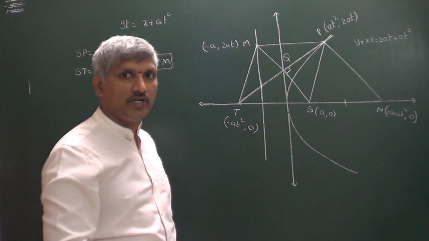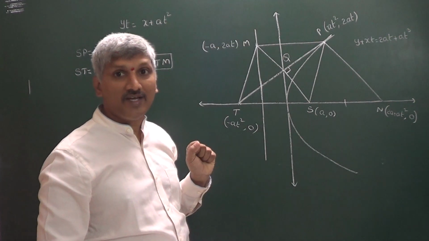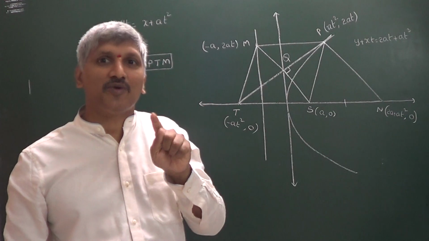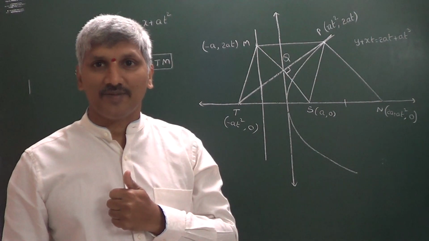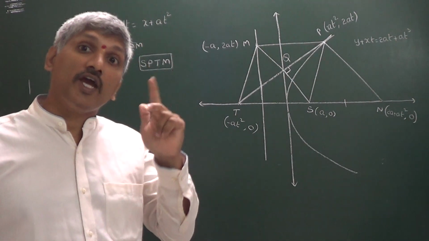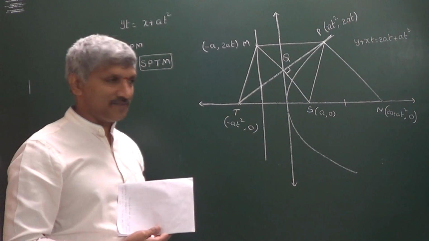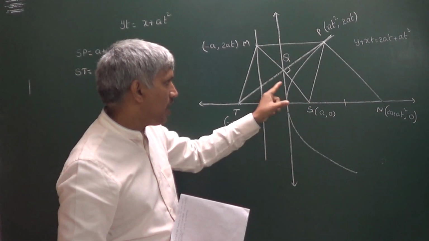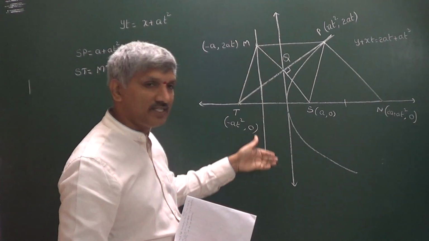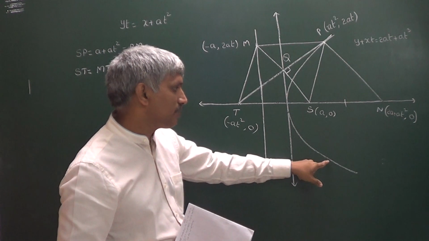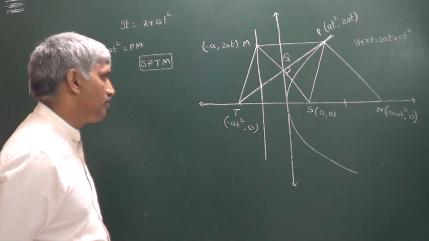Where does this foot of the perpendicular lie? Foot of the perpendicular lies on the y-axis. What is the y-axis here? Y-axis is the tangent at vertex. So what we can say? The locus of foot of the perpendicular from focus onto any tangent of the parabola lies on the tangent at vertex. See, from focus onto this tangent, Q is the foot of the perpendicular. Q lies on the y-axis. Y-axis is nothing but, for this parabola, the vertex tangent, right? So that is a very, very important point.